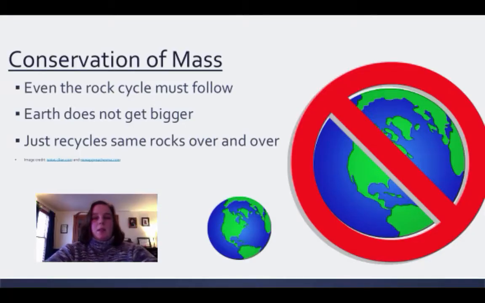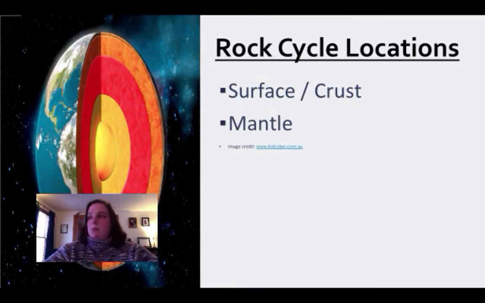So let's get back into the rock cycle here. So let's bring back that conservation of mass. See, everything I teach you always comes back to you. So even the rock cycle must actually follow the conservation of mass. As you know, Earth does not get bigger and bigger and bigger. What happens is that it just recycles the same rocks over and over. And this, of course, would follow the fact that we can't create or destroy matter.